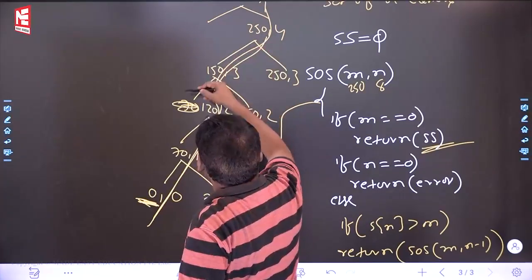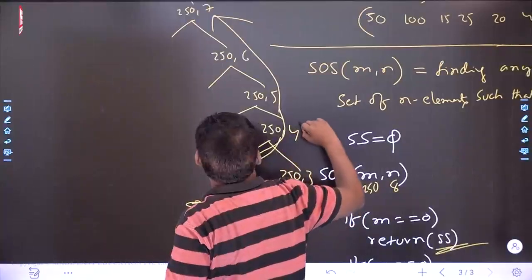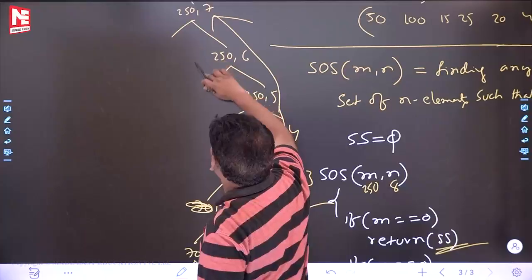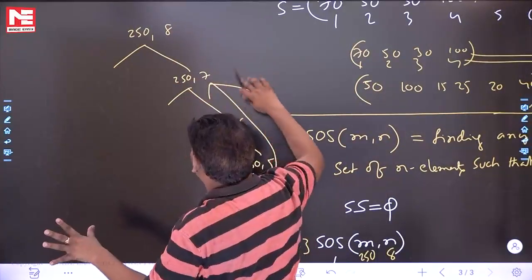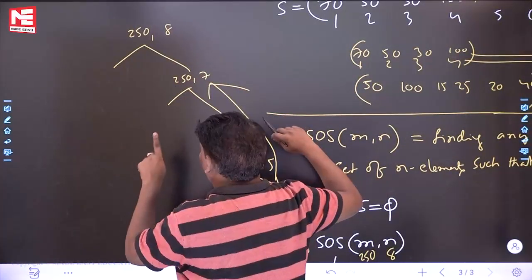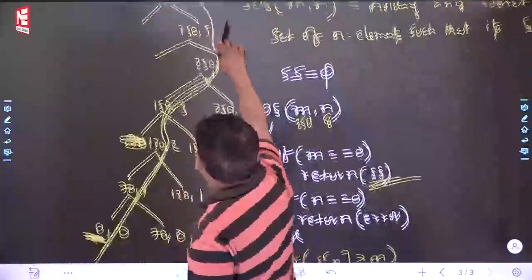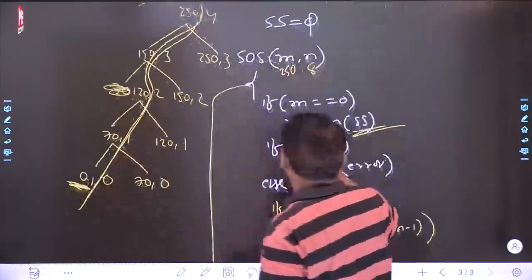You have taken the fourth element also. Next one, you have not taken the fifth element. You have not taken the sixth element, like that. 2 power n paths are there. Which path leads to m value 0? That will be the answer, right? 2 power n paths are there.